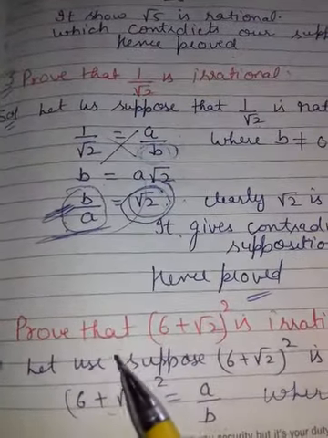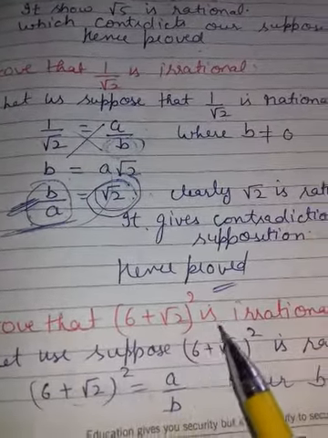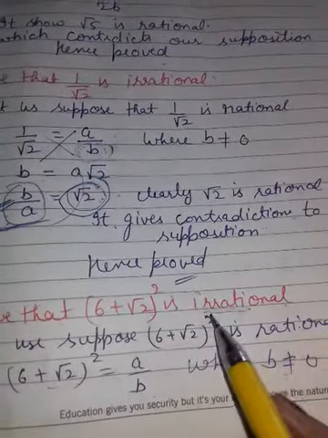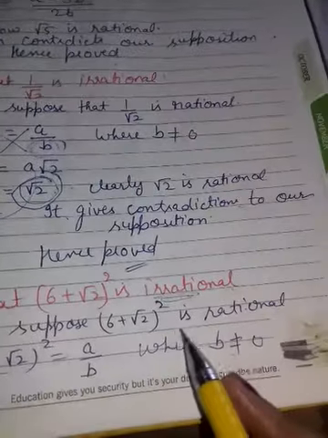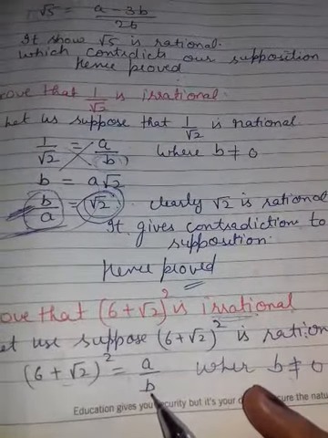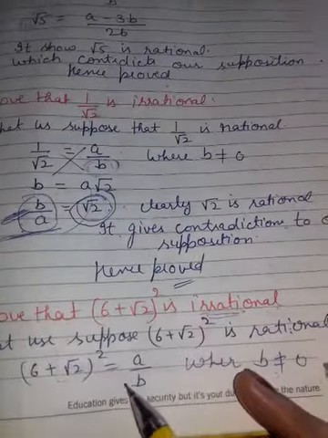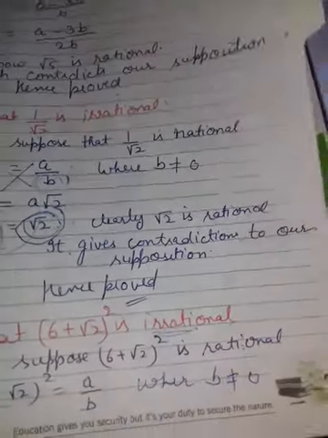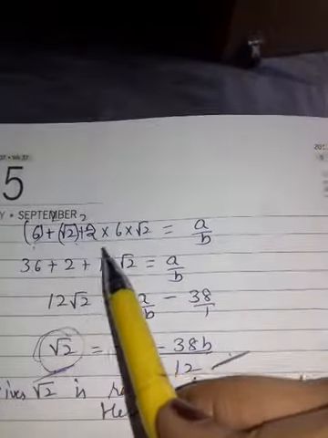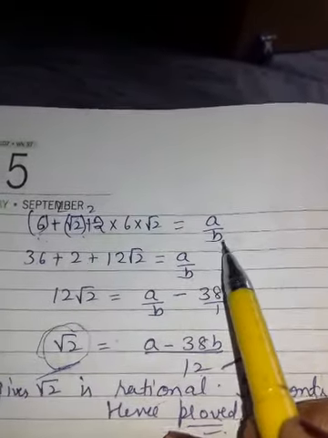Next is proof that 6 plus root 2 whole square is irrational. Whenever you have to prove this, you will take its opposite. Suppose this is rational, so you can write it in the form of a upon b, b is not equal to 0. Now I will open the identity a plus b whole square: a square plus b square plus 2ab is equal to a upon b.